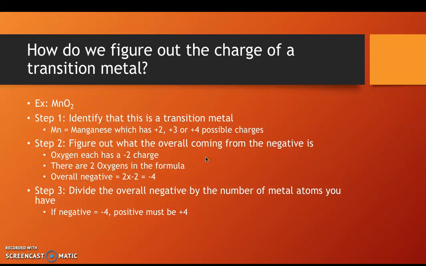So that means that our positive has to be a +4. We need to figure out how many manganese that +4 is spread over. Because there's no subscript here, that means there's only one of them. So I'm going to take my +4, divide it by my 1 manganese, and get that the charge on each of those manganese is +4. Okay, so the step there is to divide the overall negative by the number of metal atoms you have.